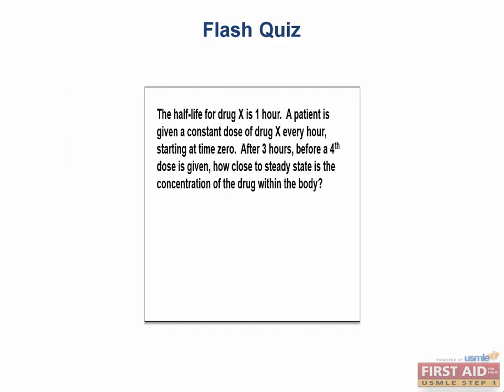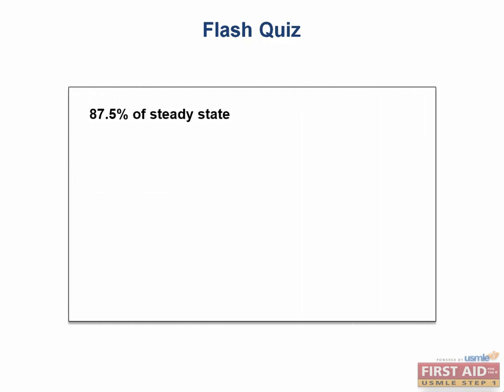Alright, so the answer is going to be 87.5% of the steady state. Now let's discuss how we actually got this. We need to incorporate the concept of half-life to figure it out. Steady state means that the drug is saturated in the body and is not accumulating any more at a given dose, because the elimination and the accumulation are both balanced out, sort of in a dynamic equilibrium.